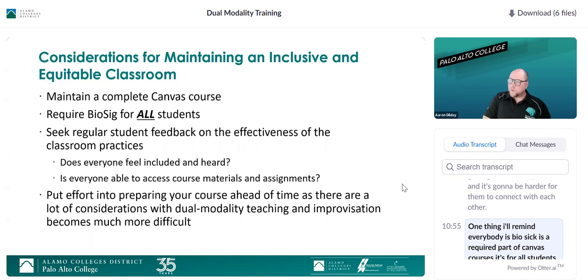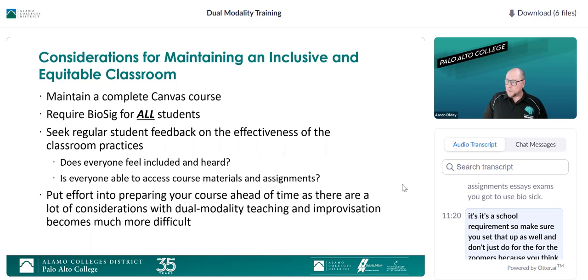One thing I want to remind everybody is BioSig is a required part of Canvas courses. It's for all students, not just online, not just Zoomers, but also roomers. Everybody has to do the BioSig. If you're using online course requirements for assessments, like assignments, essays, exams, you've got to use BioSig. It's a school requirement. So make sure you set that up as well.